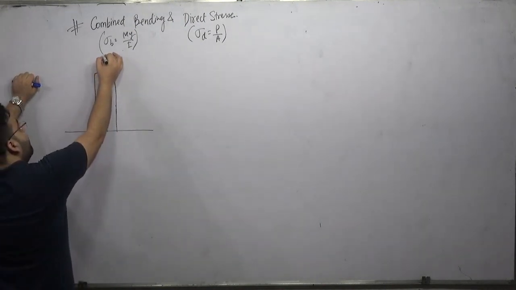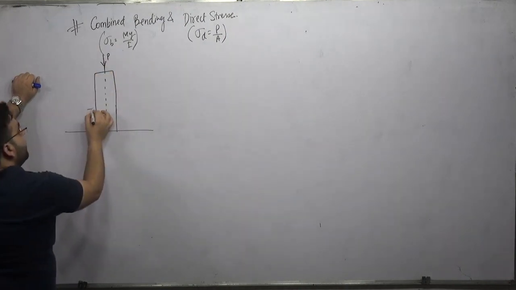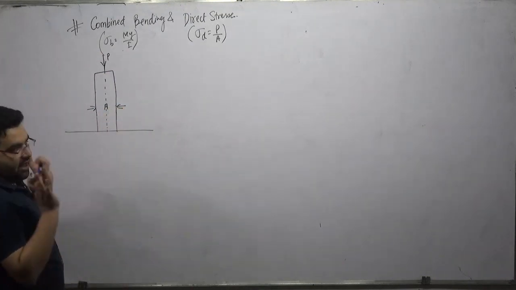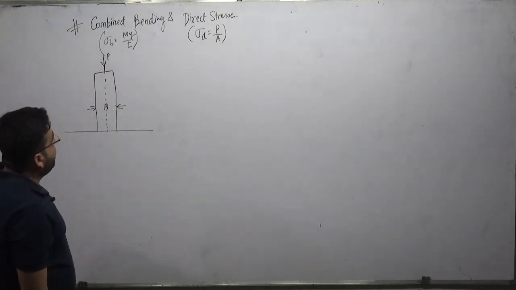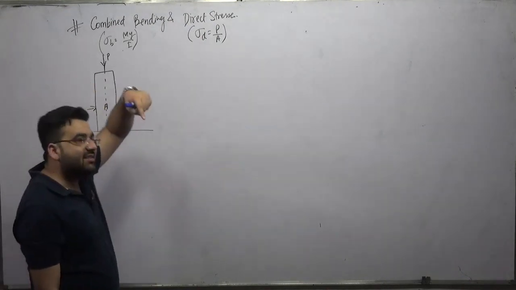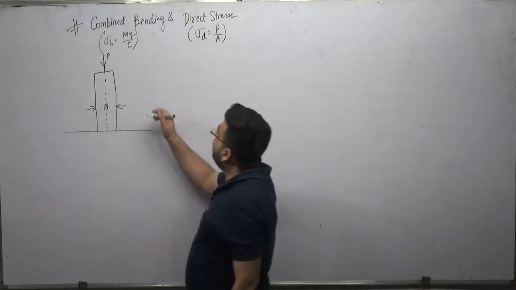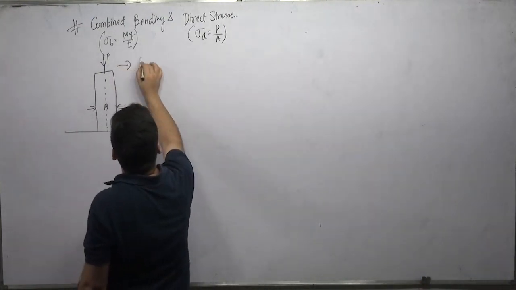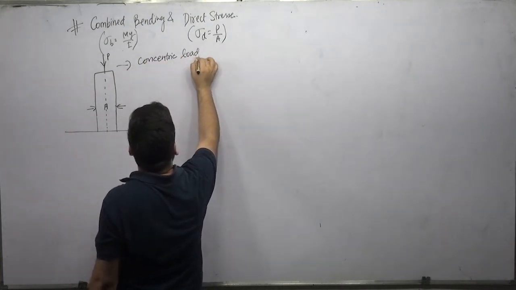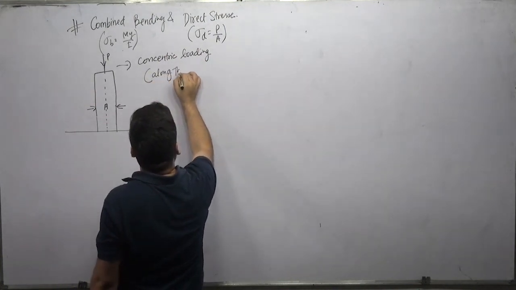Now, some load might be acting on this, and let us say that the cross section area of the column is A. This type of loading, which is at the center of the column, is known as the concentric loading, loading along the center line.